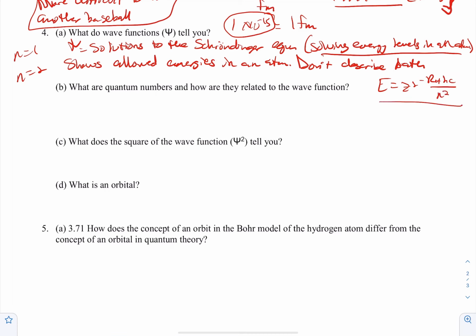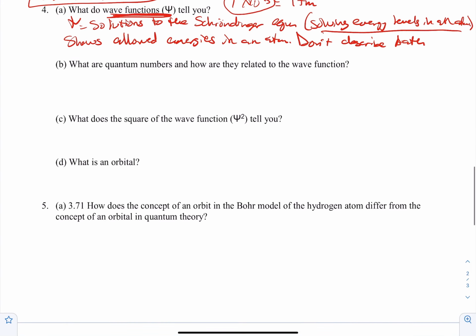What we were doing here is calculating the energy of those levels, and you'll notice that as you increased the n number, this number got more negative, which means it had higher energies. So each consequent n shell had increasing energy levels. So that's what wave functions tell us. They tell us energy levels around an atom. So following that, in part B, what are quantum numbers and how are they related to the wave function?